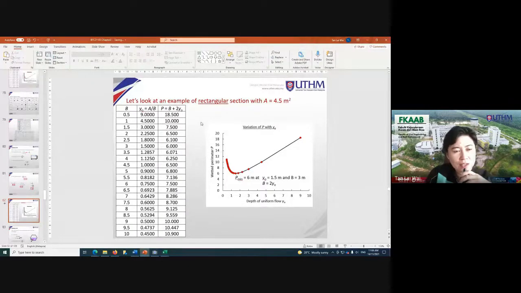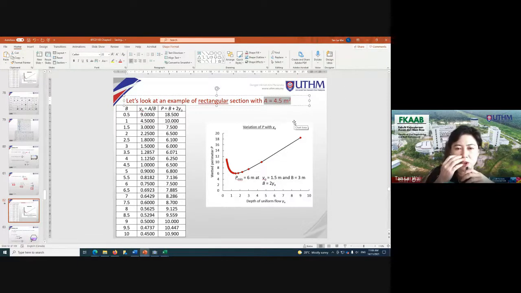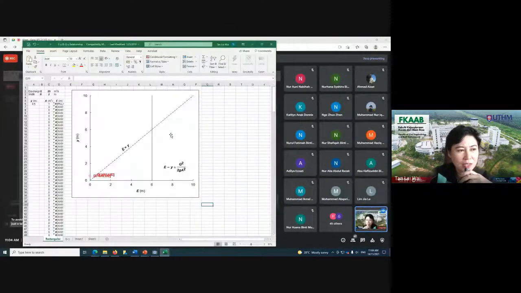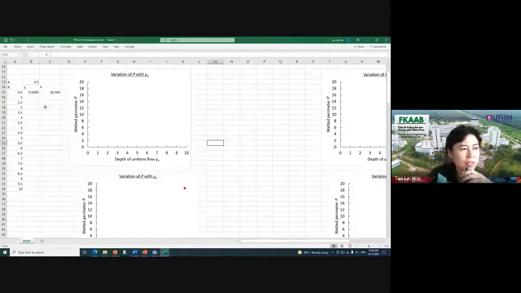Let's look at an example of a rectangular section with flow area of 4.5 meters squared. That means this flow area is fixed, but the width of the channel or the depth of the channel is not fixed. So we wanted to find the most efficient size of the channel. With this 4.5 meters squared, we know that we are going to have such an area to cater for certain discharge.